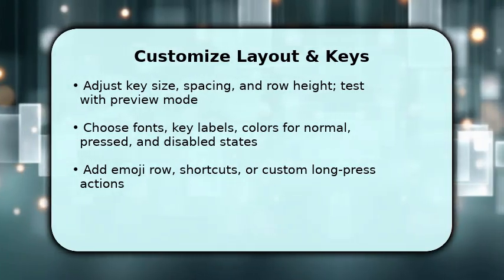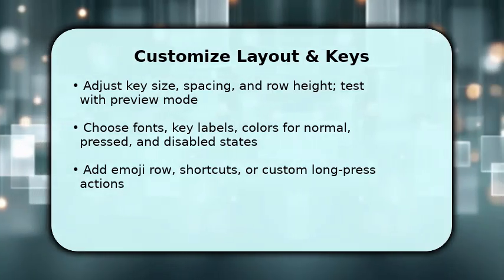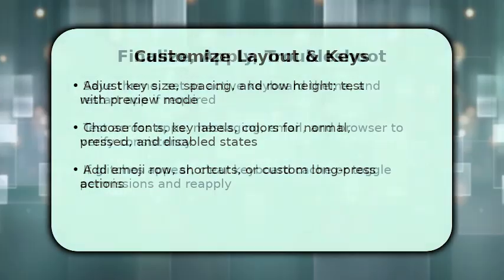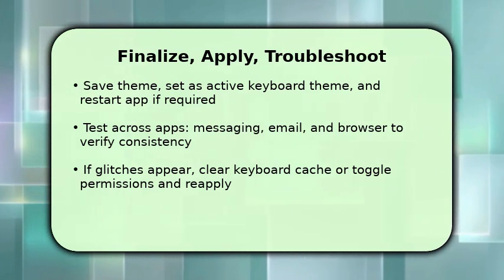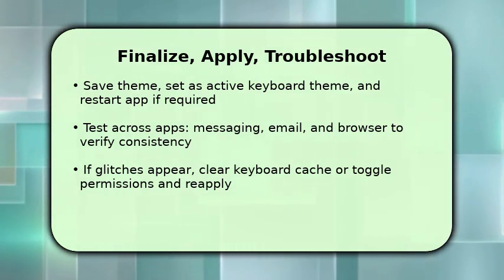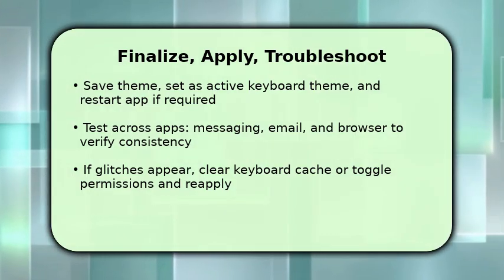Once those basics are set, add optional elements like an emoji row or custom long press actions to speed up frequent entries. You'll finish by saving and applying the theme so changes go live across apps. Make sure to set it as the active keyboard and restart the host app if required. Then test in messaging, email, and a browser to confirm consistent appearance and response.